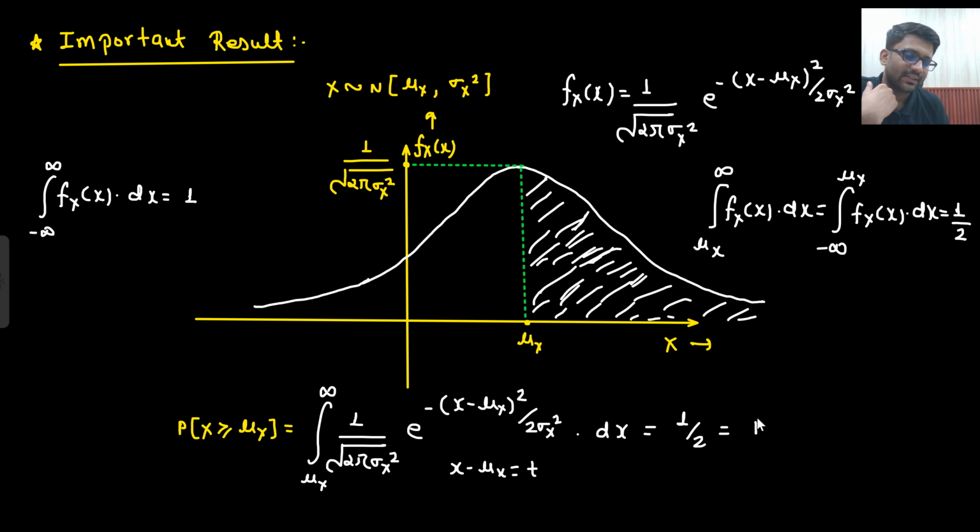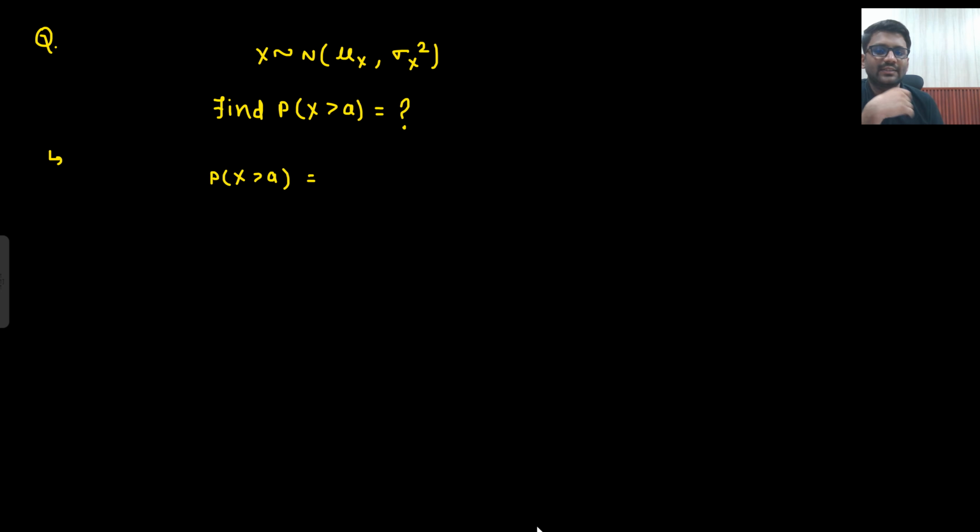So can I write it down as probability of random variable x taking value lesser than or equal to mu x, and probability of random variable x taking value greater than or equal to mu x? Both will be the same and both will be equal to half, because the graph is symmetric about mu x. Is that okay for you? Okay, let's see more results.